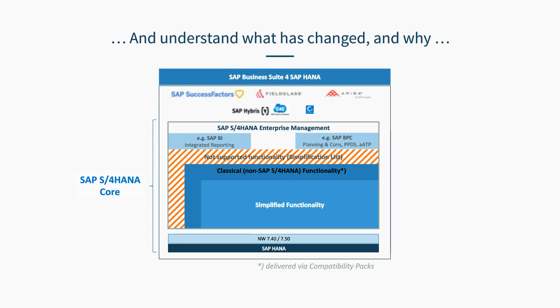And then the things that have come into core, like BPC, your planning, your consolidation, processing, your detailed scheduling in the production planning area, and your advanced ATP that's come from APO down into the core. Understanding those pieces as well. And we already talked about all of the cloud stuff that sits on the outside.